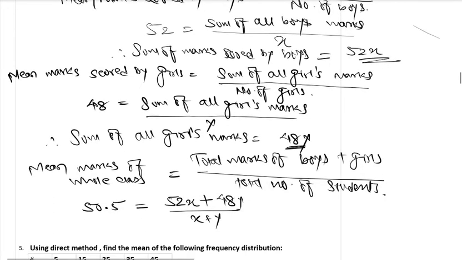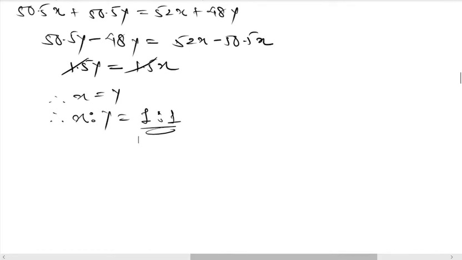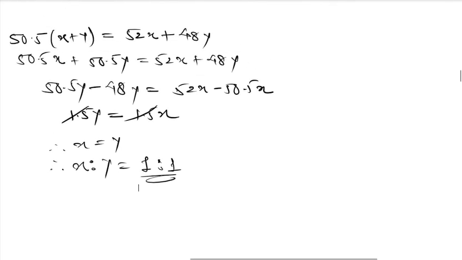If at all I take the mean marks as 50, nothing is going to change over here, right? What is going to change? Over here, this equation is going to change. So 50x, 50y minus 48y is equal to 52x minus 50x. Again, it's coming the same thing. So it's not 50 as well.